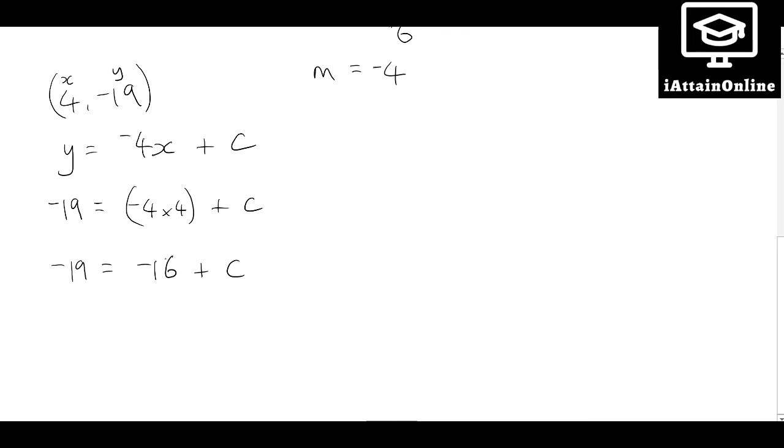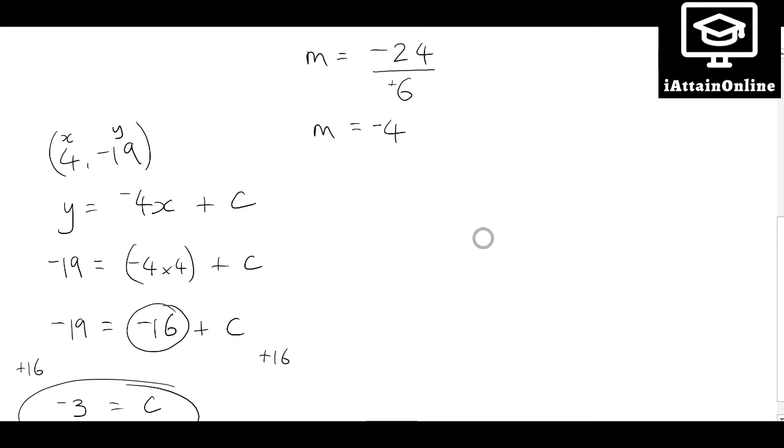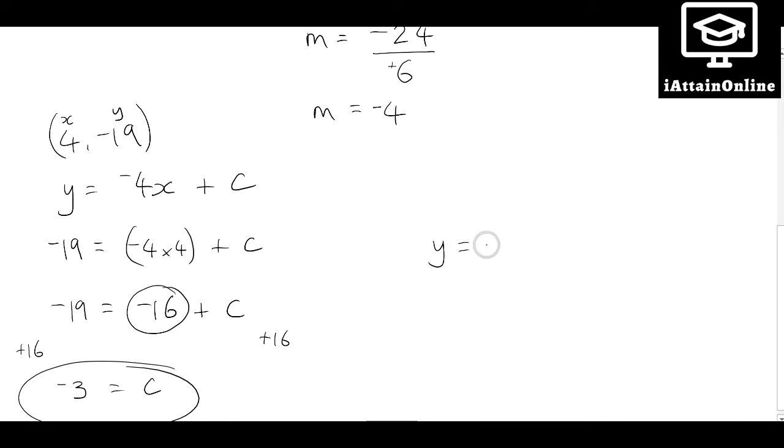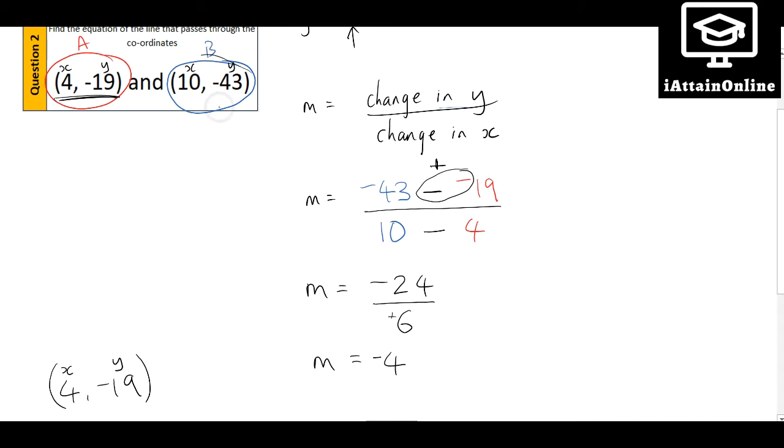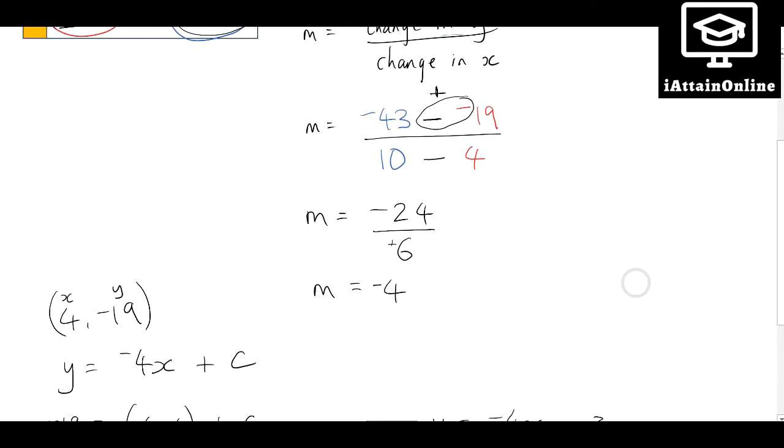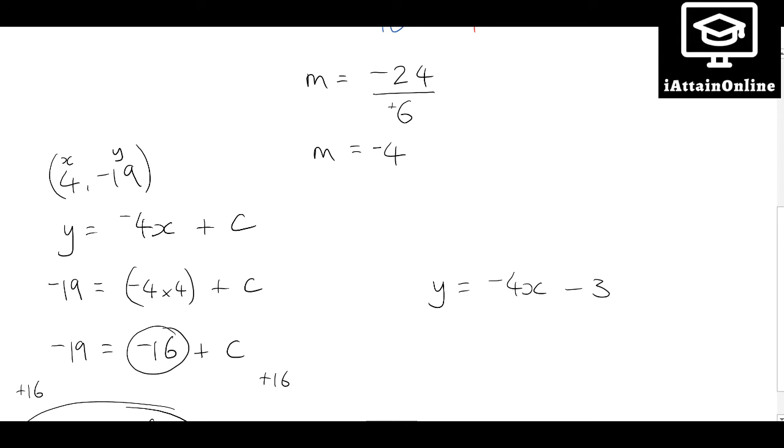So now I want to add 16 to both sides of the equation so that I then have my value of c. So if I add 16 to this side of the equation to get rid of this bit, and I add 16 to this side, negative 19 add 16 still gives me a negative 3. So that is my y-intercept. So the equation of the line that passes through those two coordinates is y equals negative 4x minus 3. And again, if you wanted to, you could check it by putting in the values for x and y to see if that works, but that's the equation there.